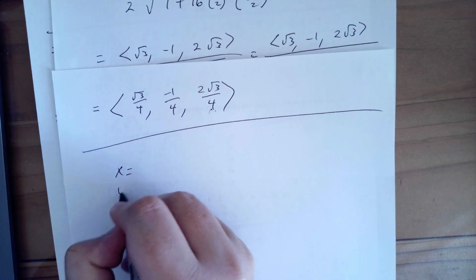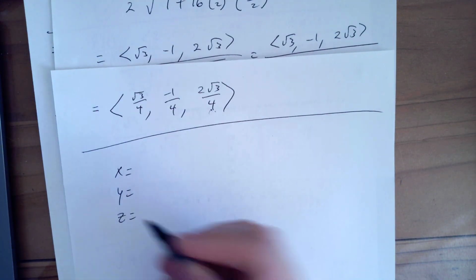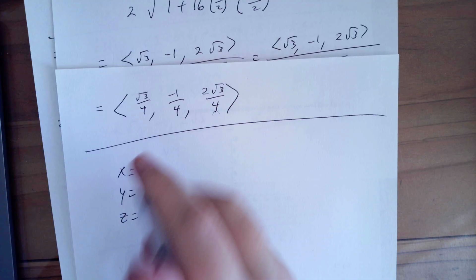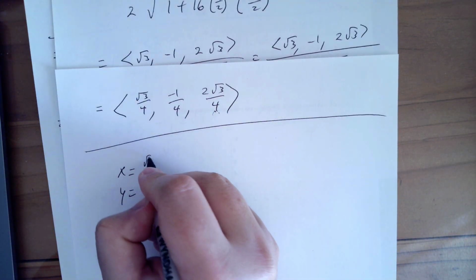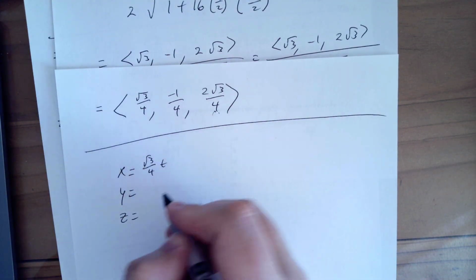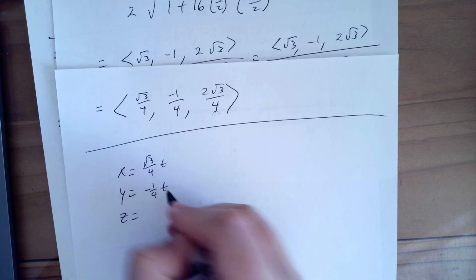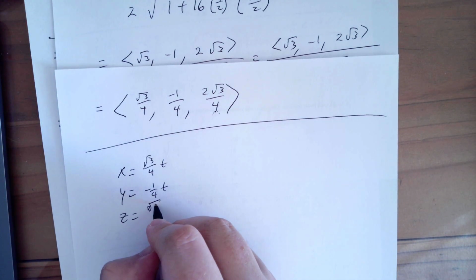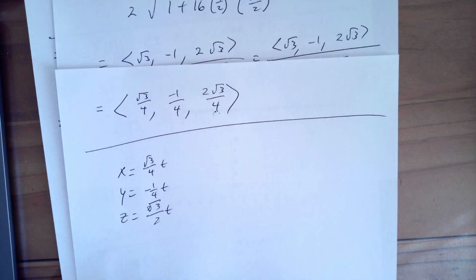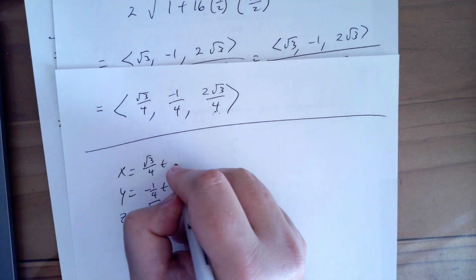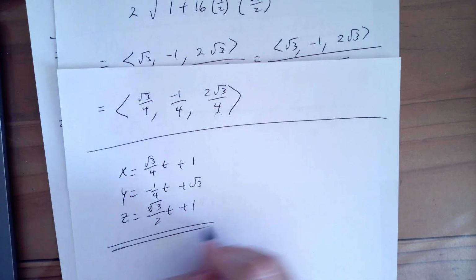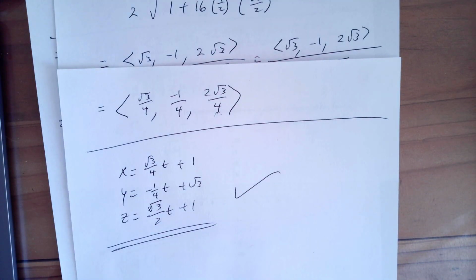So we got x equals, y equals, z equals. If you want to use these as your direction numbers, you can. So you'll have square root of 3 over 4 t, negative a quarter t. I'll simplify this: this will be square root of 3 over 2 t. And of course, just tack on the point. The point was 1, square root of 3, and 1. So we'll have plus 1, plus square root of 3, plus 1. This is a totally acceptable answer.